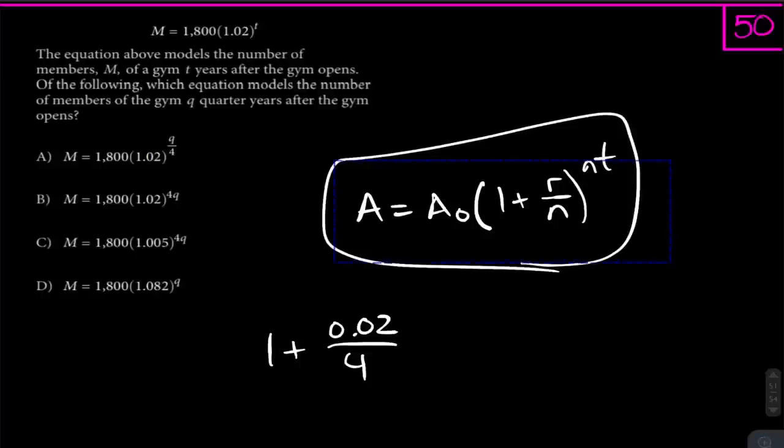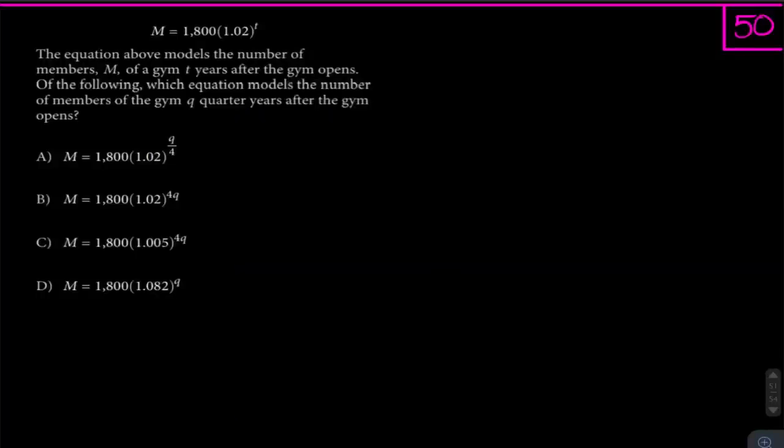Why would this not be like a compound interest kind of thing, like with quarterly compounding? Because that's not what this problem is saying. This problem is just asking for the number of members in the gym Q quarter years after the gym opens. It's not saying that this is being compounded quarterly, right? If it's being compounded quarterly, that's a different thing. Then we're talking about compound interest. That's a different topic entirely, right? And now we're doing compounding every quarter.